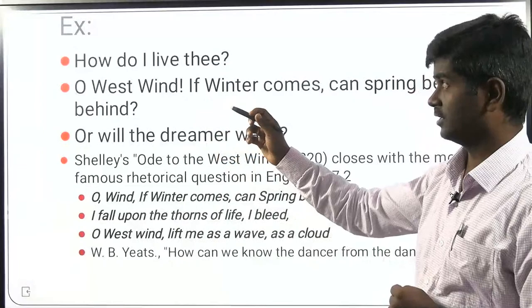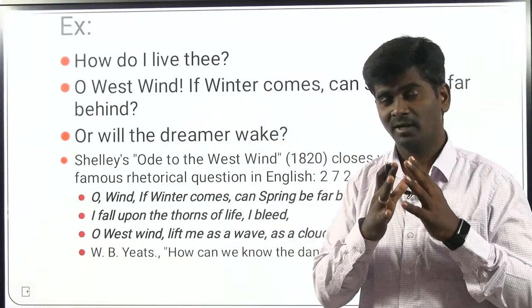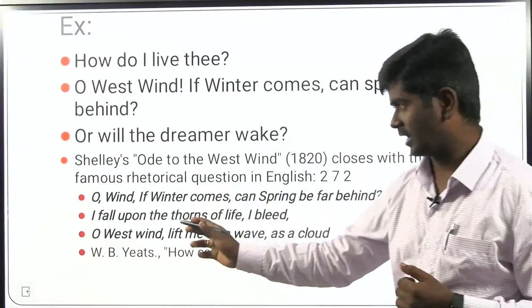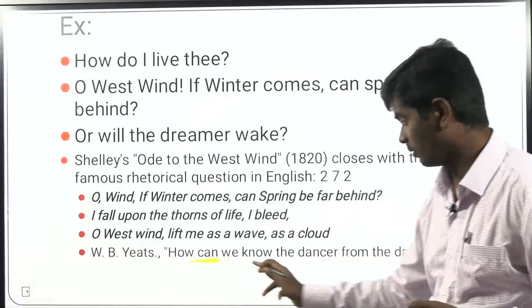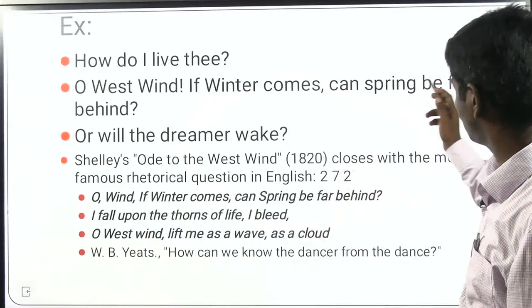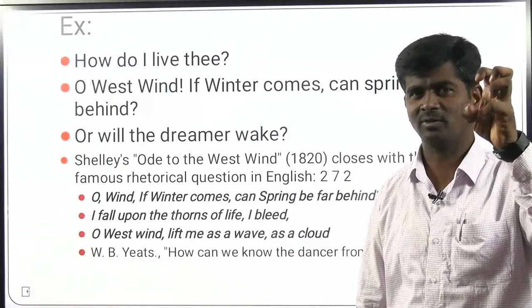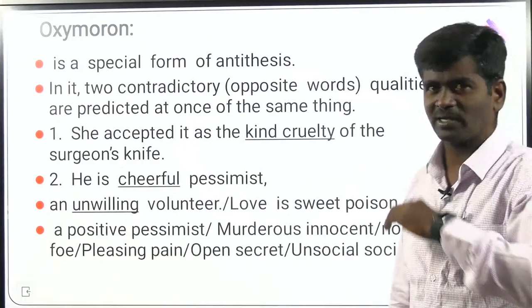Here, P.B. Shelley used this in the poem Ode to the West Wind to attract the audience, not to get any response. Or, will the dreamer wake? It's Shelley's Ode to the West Wind, you see. And I fall upon the thorns of life, I bleed, O West Wind, lift me as a wave, as a cloud. How can we know the dancer from the dance? These are a few questions. You can see the question mark at the end. So any question used in the form of poetry is called a rhetorical question. These are not used to take responses, only to attract the audience, the reader. That's it.